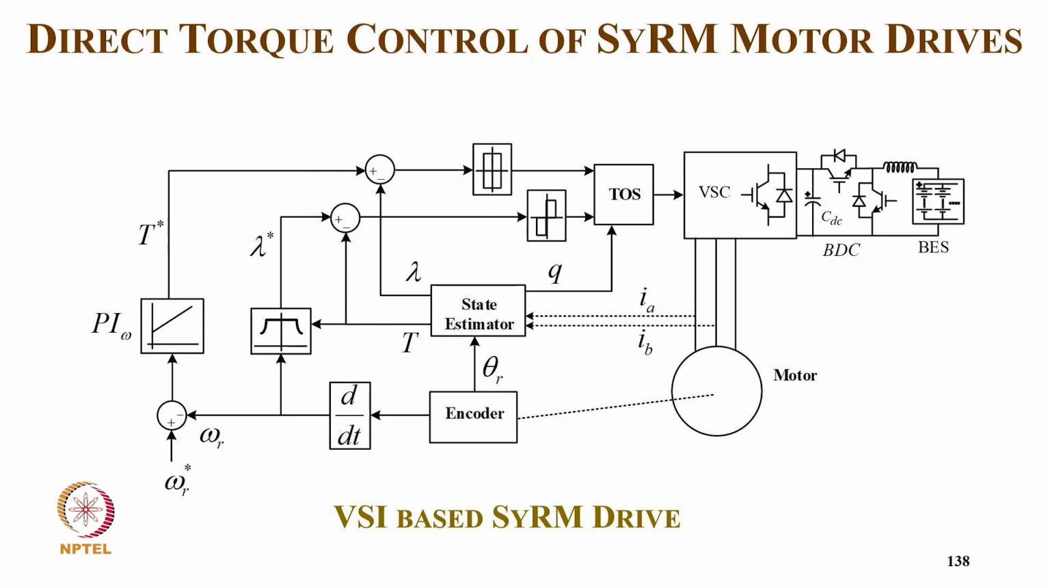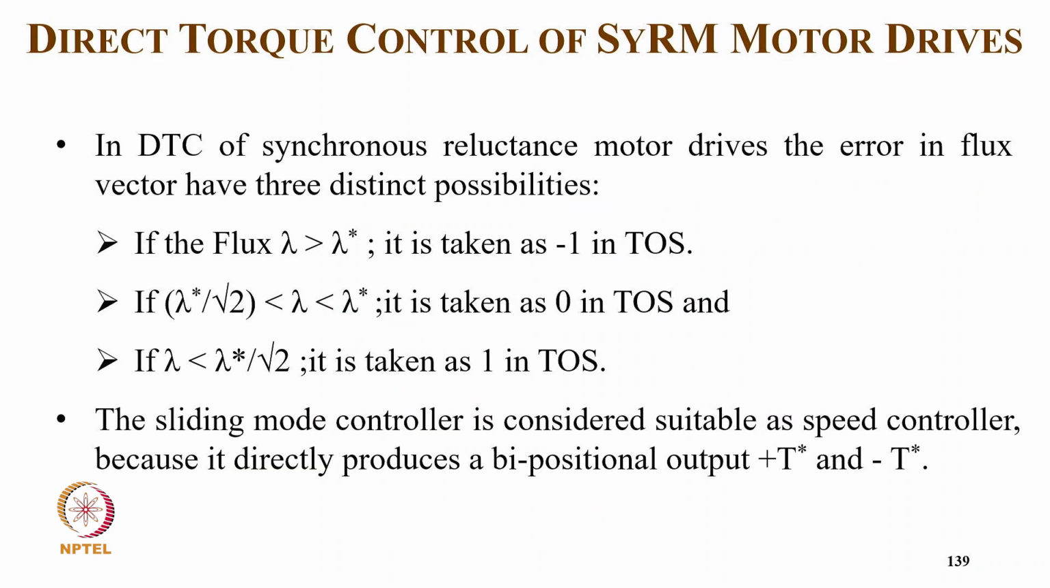So we go to a two-level torque and three-level flux controller, which, with the sector, goes to a table of optimal switching to give the gating signals for the voltage source inverter driving the synchronous reluctance motor.